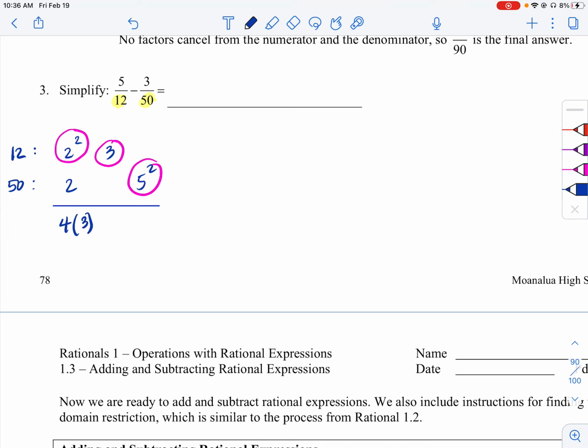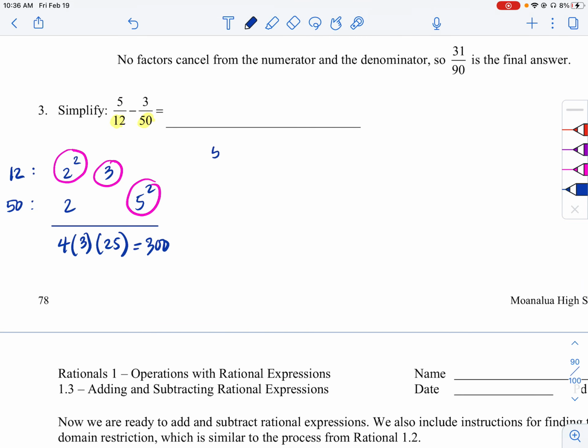So 2 squared really means 4, 3 means 3, and then 5 squared is 25. So you are going to do 4 times 3 times 25 and you'll get 300. So our common multiple is 300. So we have 5 over 12 minus 3 over 50 equals something over 300, 300. Okay, what do we multiply the 12 by to become 300? I will repeat. What do we multiply the 12 by to become 300?